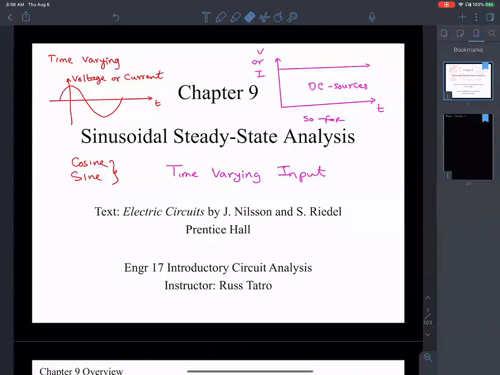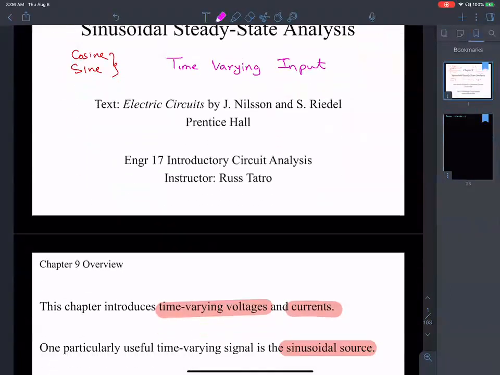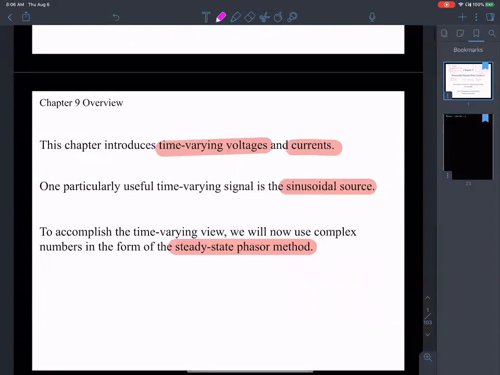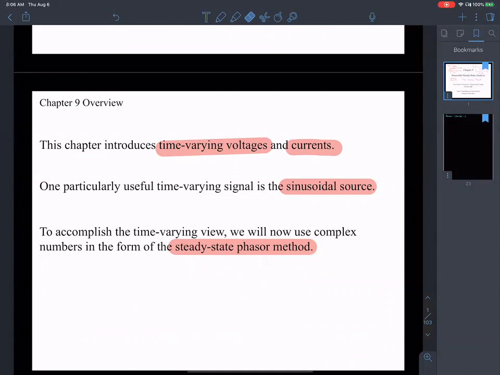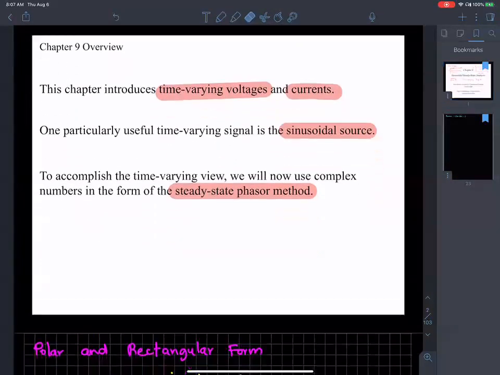Let's begin there. Steady state. This is what we started off doing: sinusoidal steady state analysis, where we talk about time varying voltages and current. And I mentioned that we'll be using a phasor method, complex numbers and phasors, to make our calculation very, very easy, or reasonably easy. That's what we started talking about in the last class.